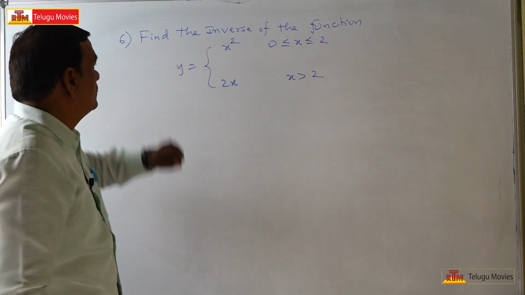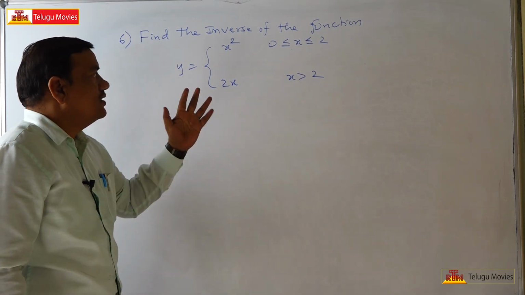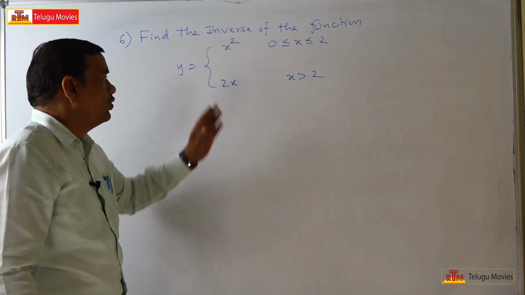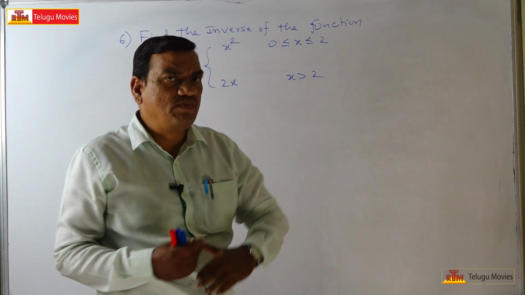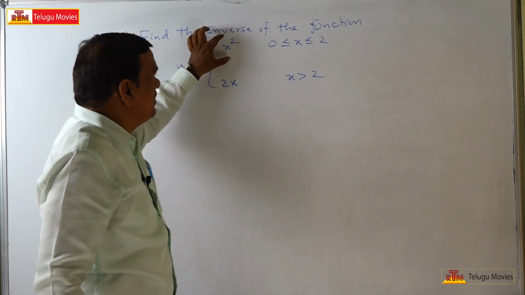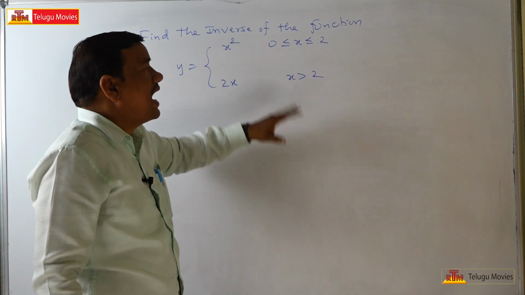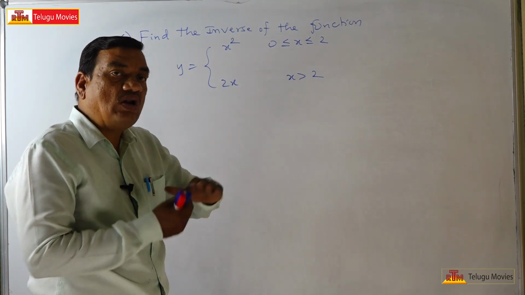Welcome to this problem. Find the inverse of the function y is equal to x square, 0 less than or equal to x less than or equal to 2, and 2x where x greater than 2. Generally, this type of function is called a piecewise function. That means from 0 to 2, the function is defined as x square, and for more than 2, the function is defined as 2x. This is called piecewise.